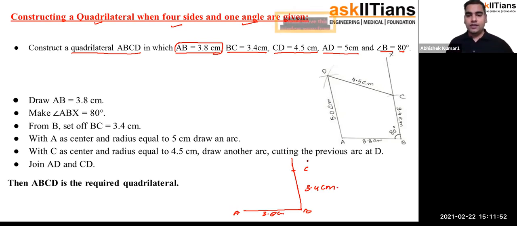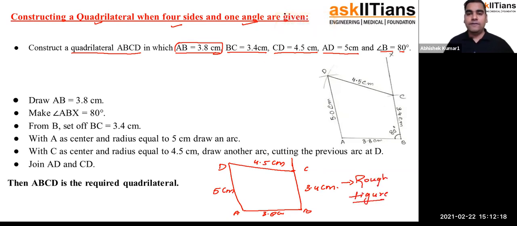Okay. Then what do you have? You have CD, that's equals to 4.5 centimeter, and AD equals to 5 centimeter. So that means figure should look like this. So this is provided to you 4.5 centimeter, and this is provided to you which is equals to 5 centimeter. So this is a rough figure for now. This gave me an idea of the steps that I should be following to draw this particular figure.